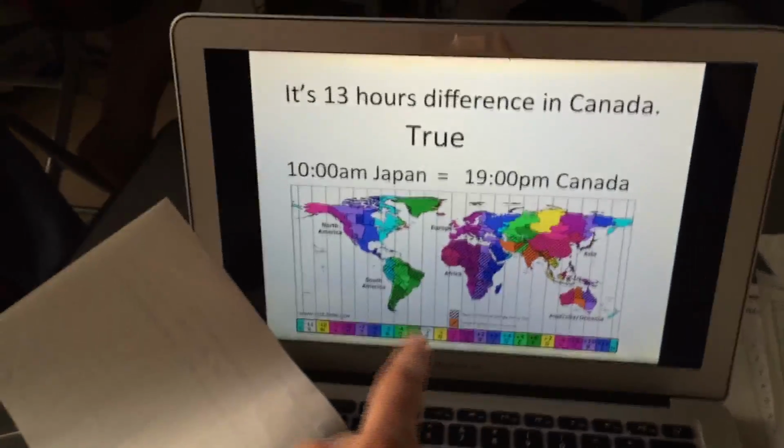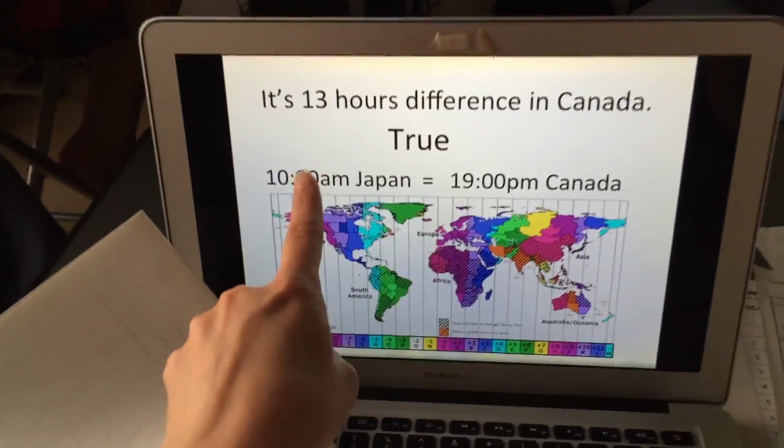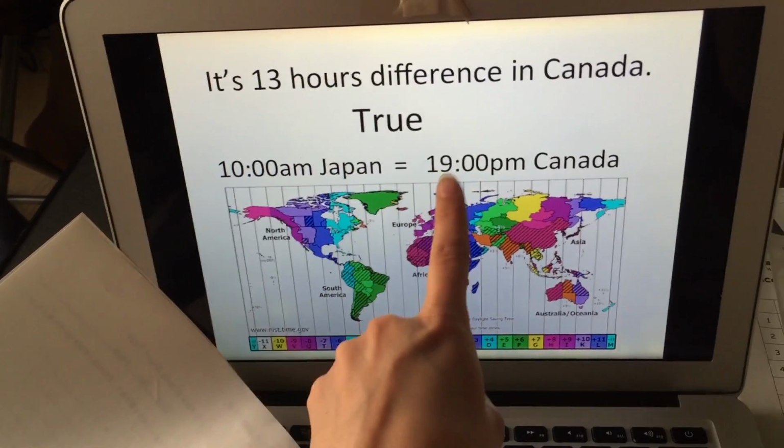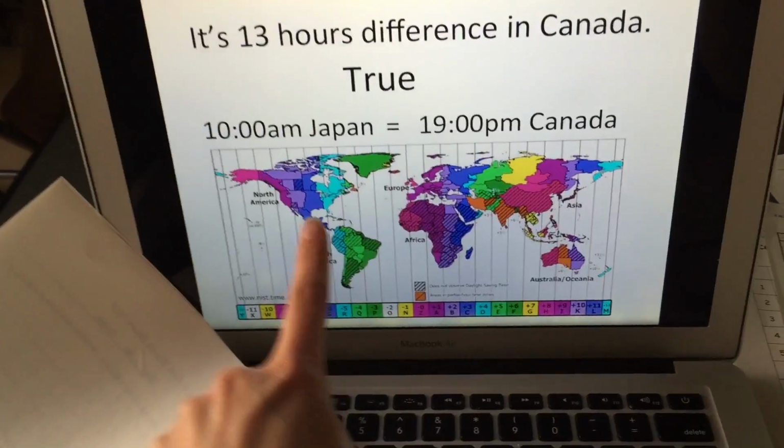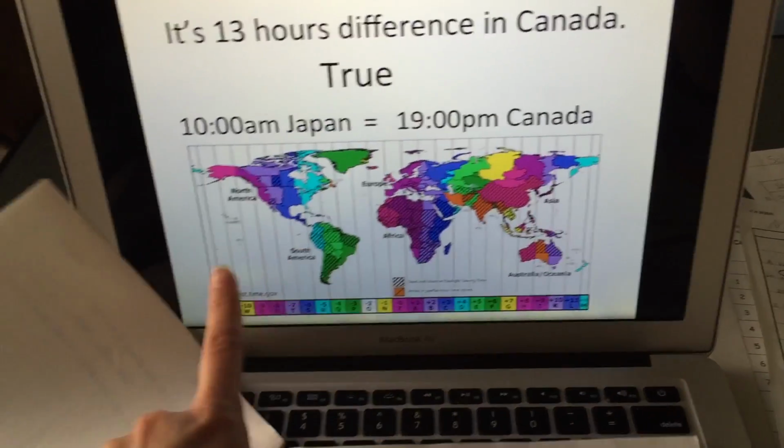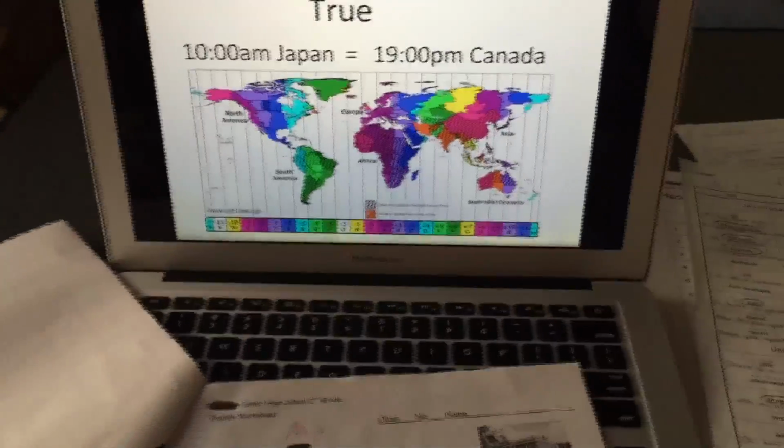And then the next slide. True, if it's 10 a.m. in Japan, it's 7 p.m. in Canada. And this is just a picture to show the different time zones. What they would do is go to their worksheet and circle true. Oh, and for spring they would circle true. So I'm just going to show you these other slides here that correlate with the rest of this worksheet.